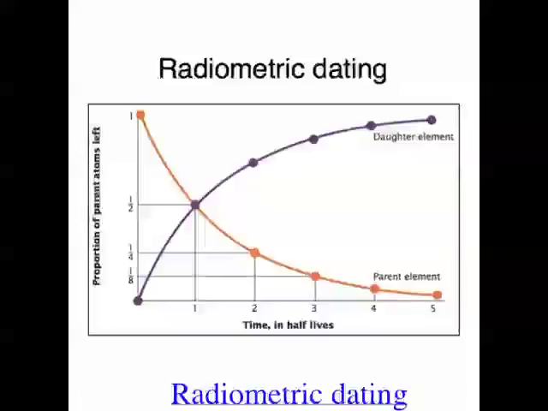Another way to absolutely date something is another technique called electron spin resonance. And it's actually capable of dating organic material which has ages from about 50,000 to 500,000 years old.